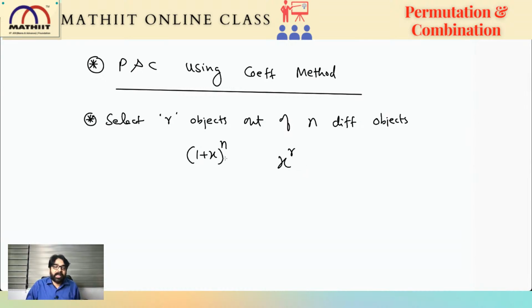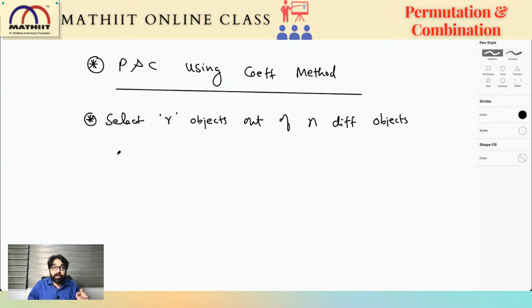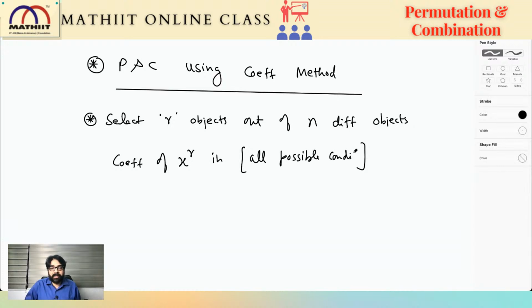So we can say whenever you have to select any object, if you want to select r objects, that means the coefficient of x power r, doesn't matter whether the objects are different or identical, in all possible conditions. I will tell you, don't worry. Let me explain one by one. Don't write anything. Coefficient of x power r from all possible conditions. Now, what is the meaning of all possible conditions?